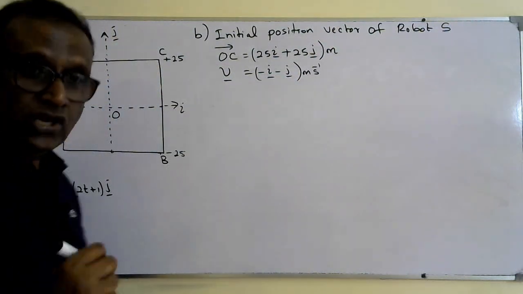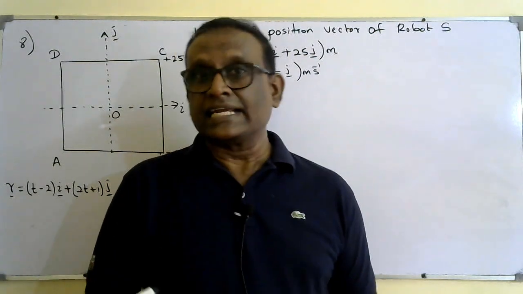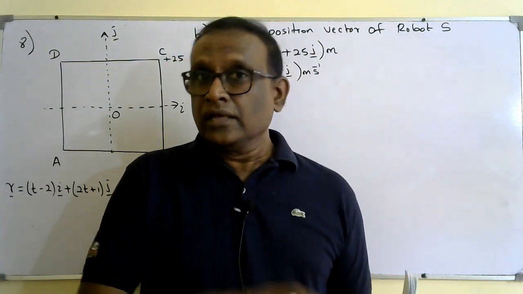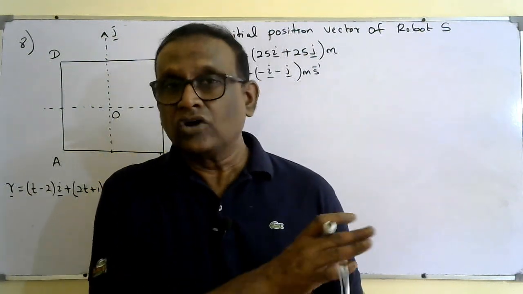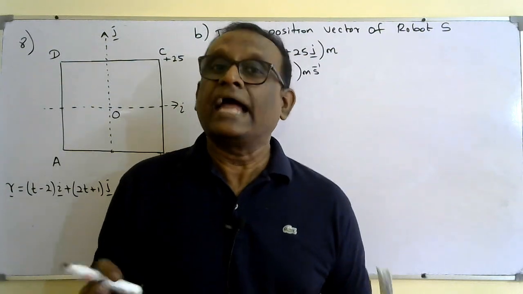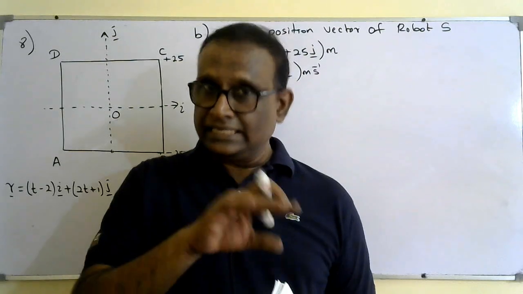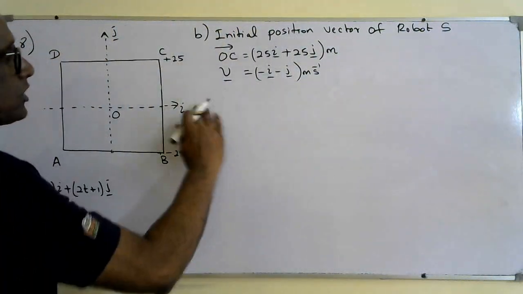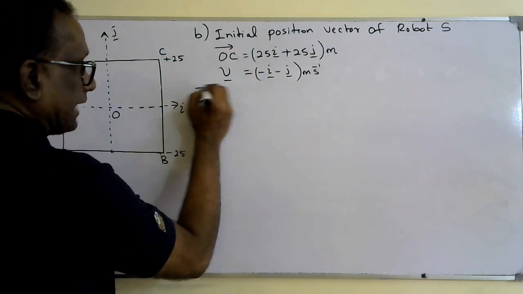The velocity vector of S is a constant velocity, minus i minus j meter per second. Earlier we found the velocity vector because they gave the two positions at an 11 seconds interval. Initial position vector was given for the robot R, final position vector given at 11 seconds, so we found the displacement vector and divided by the time to get the velocity vector. Okay, that is for the earlier robot R. Here the velocity vector is directly given.